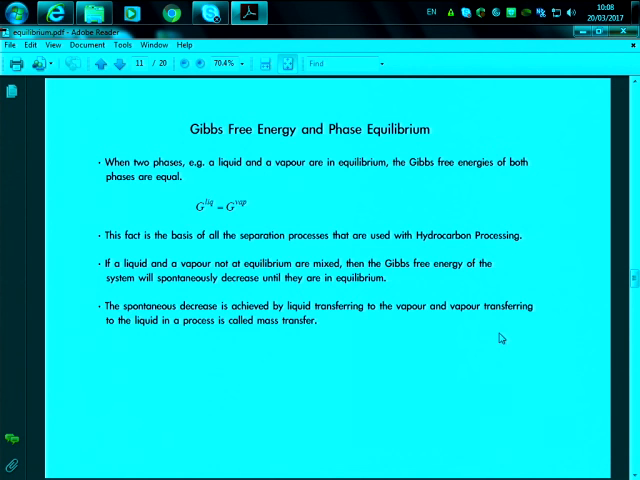Well, here we have a little bit of what we already discussed, that the liquid and vapor are in equilibrium. The Gibbs free energy of both phases are equal. I think I've already written that. The Gibbs free energy of the liquid will be equal to the Gibbs free energy of the vapor, and this is the basis for all separation processes that are used in hydrocarbon processing, especially for those that involve change of phases.